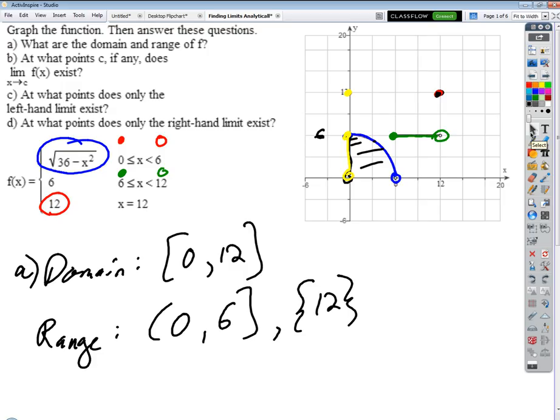Okay. What about part B? At what point C, if any, does the limit of f of x as x approaches c fail to exist? So may I erase this? Are we okay with that? Yeah. And I'm recording this, so it'll be available.